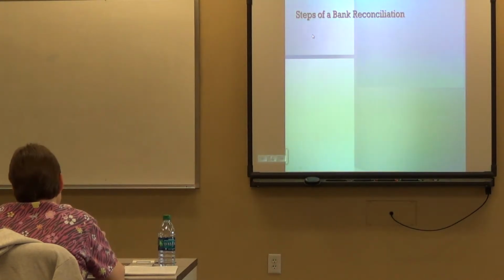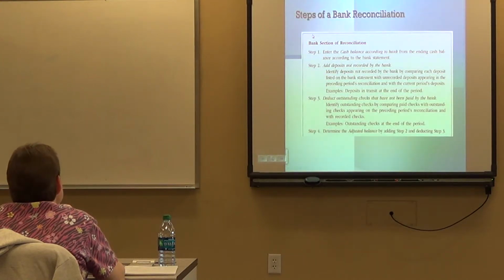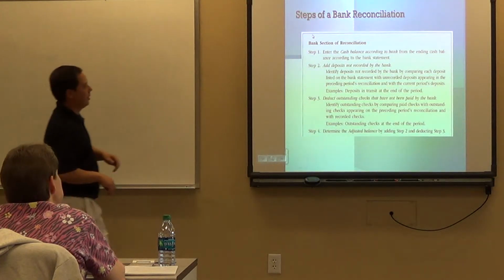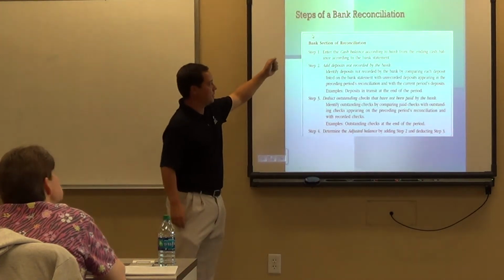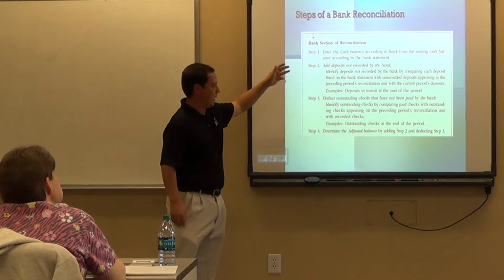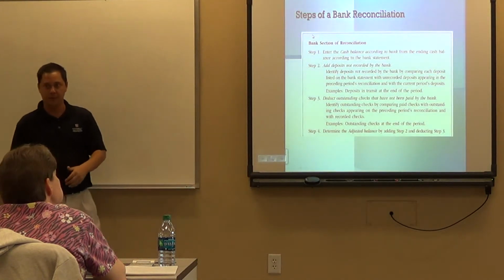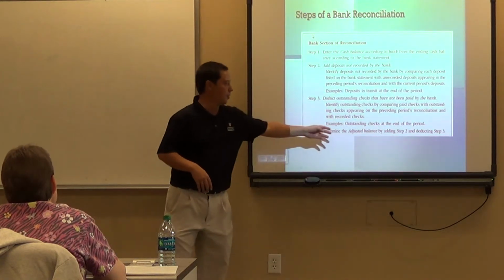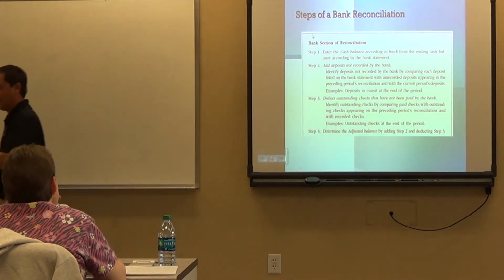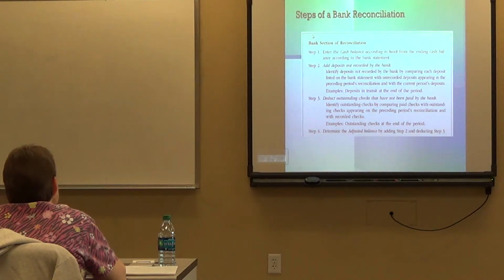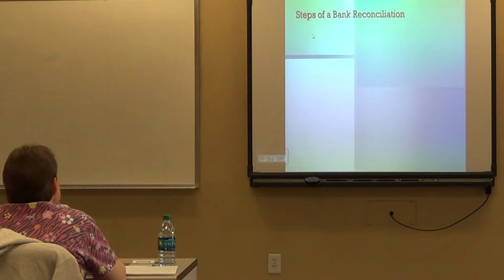Okay, these are the steps here of the bank reconciliation. So first you enter the cash balance, then you add your deposits that are recorded at the bank, and then you deduct outstanding checks that have not been paid by the bank. So we figure out what those are, and then determine the adjusted balance after steps 2 to 3. And then you have the company section of the reconciliation.